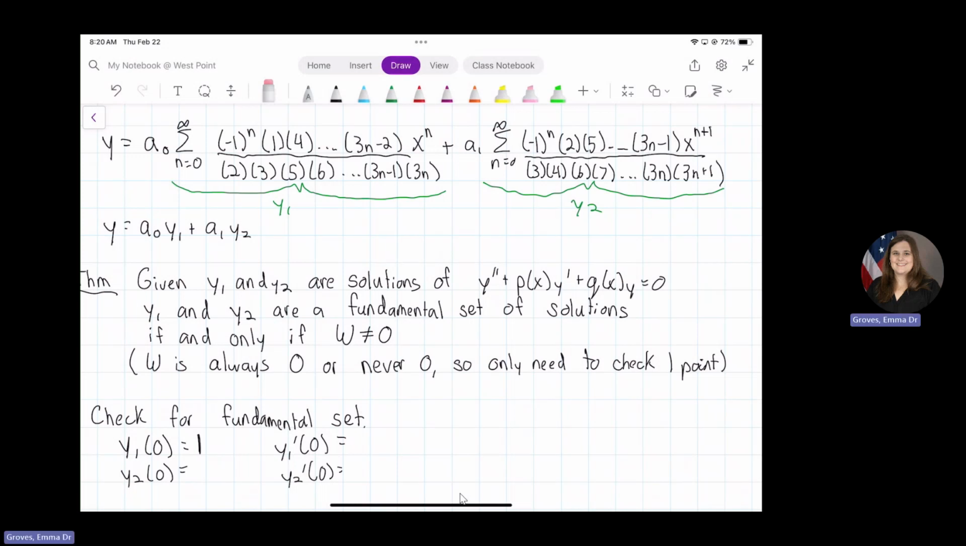X, 0 to the first is 0, 0 to the second is 0, 0 to the third is 0. So the only thing that is not 0 is 0 to the 0 power. That's 1. Again, 0 and then you get a 0. You also get the -2.